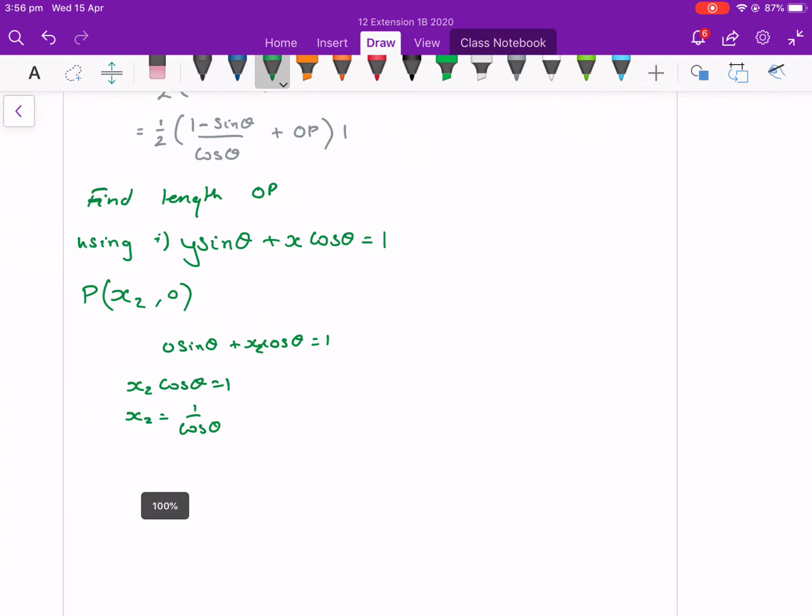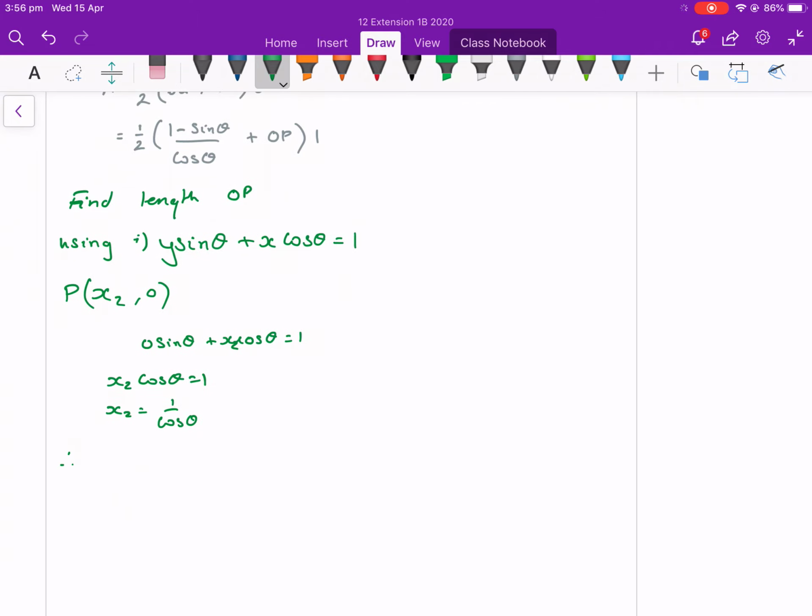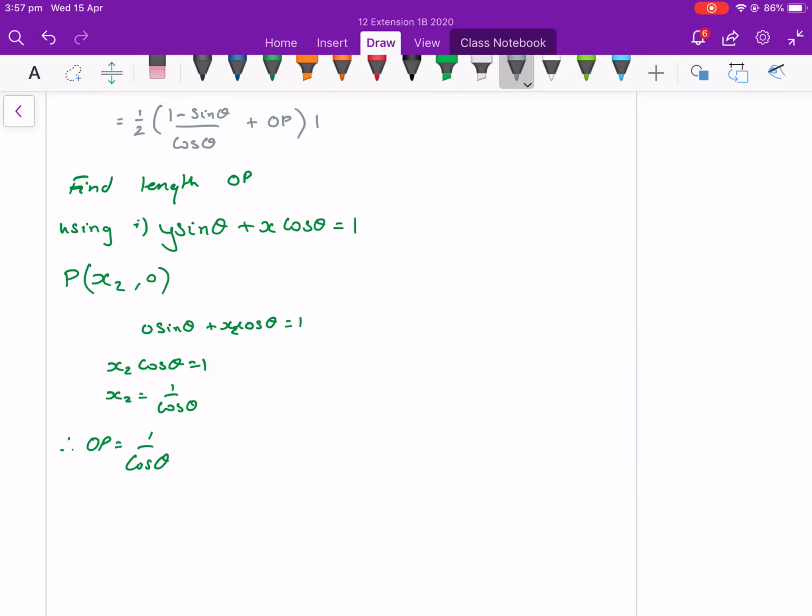So therefore OP is equal to 1 on cos theta, and therefore the area is equal to a half (1 minus sine theta on cos theta plus 1 on cos theta).